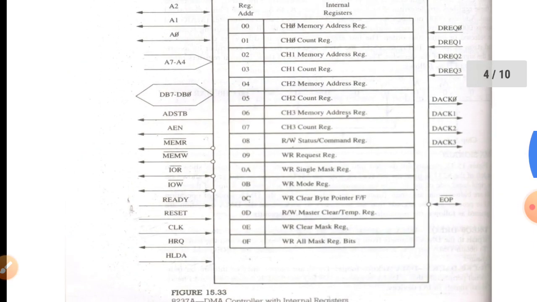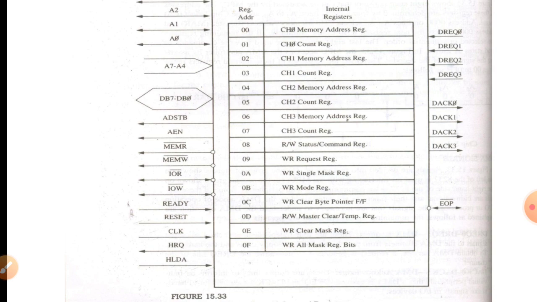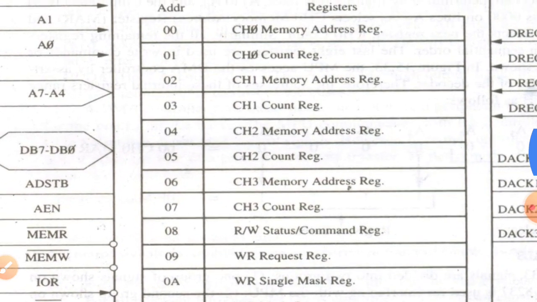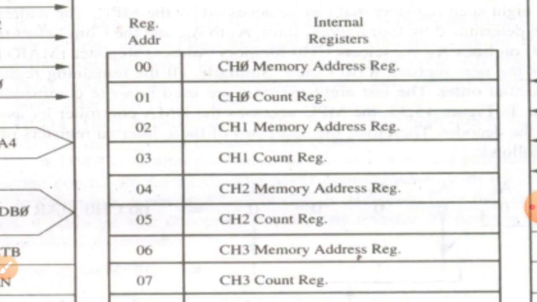So since we have 4 channels and each individual channel has 2 registers, the total number of registers is 8. So let us see, there is channel 0 having the memory address register and the count register, channel 1 memory address register and the count register, channel 2. Similarly, we have 4 channels, so there are 8 registers. Each channel will have a memory address register as well as a count register. The purpose I have already explained.